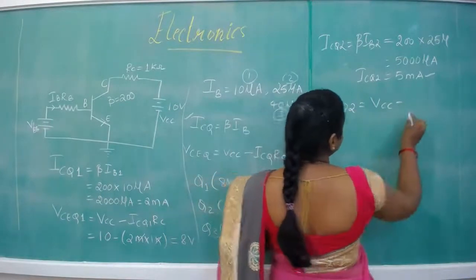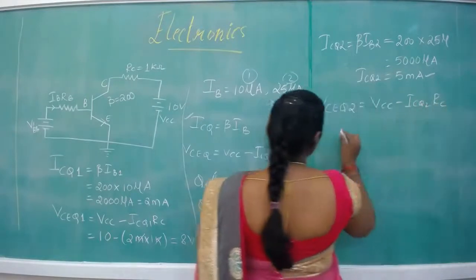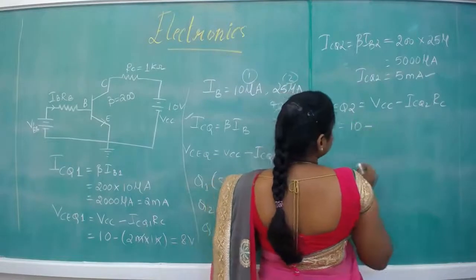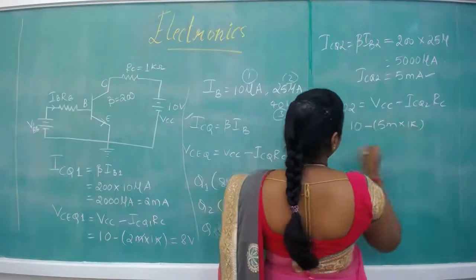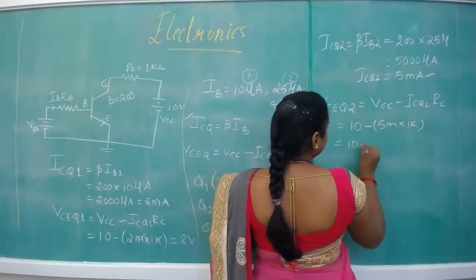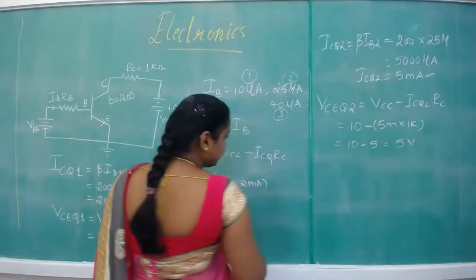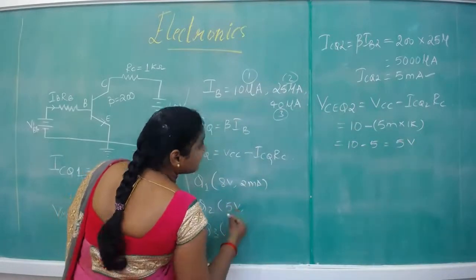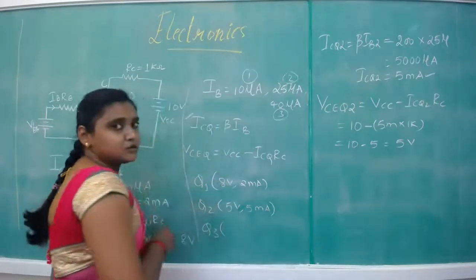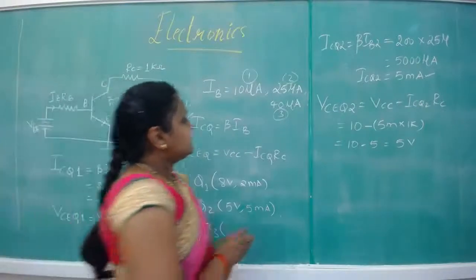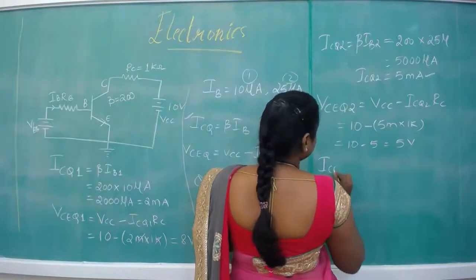Now we will substitute that in this expression to find VCEQ2. VCC minus ICQ2 into RC: 10 minus 5 milli into 1K. So 10 minus 5 is equal to 5 volts. So the next coordinate is 5 volts, 5 milliamperes. That is Q point 2.